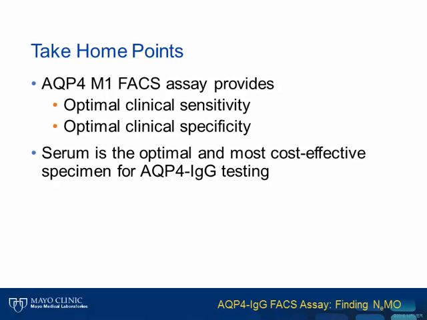We've talked to you about what this new FACS assay does, what a positive result is, how we titrate a positive result to provide you with an end dilution or an end titer. And we finished up by telling you the importance of submission of serum rather than spinal fluid as the optimal and most cost-effective specimen for AQP4 IgG testing.